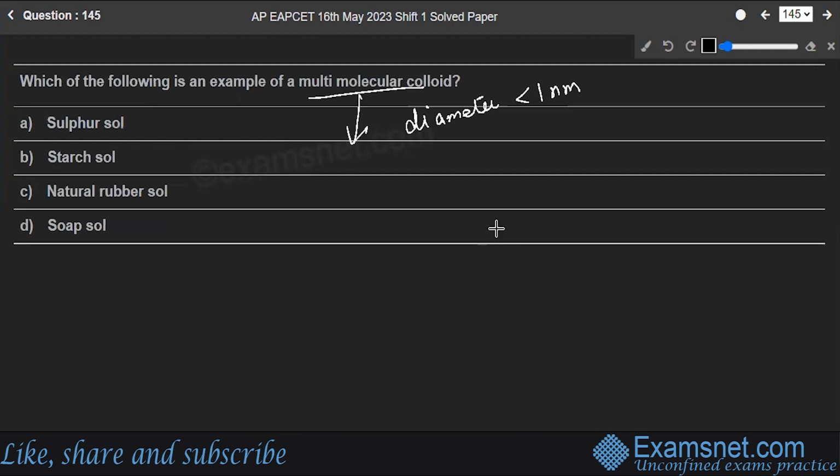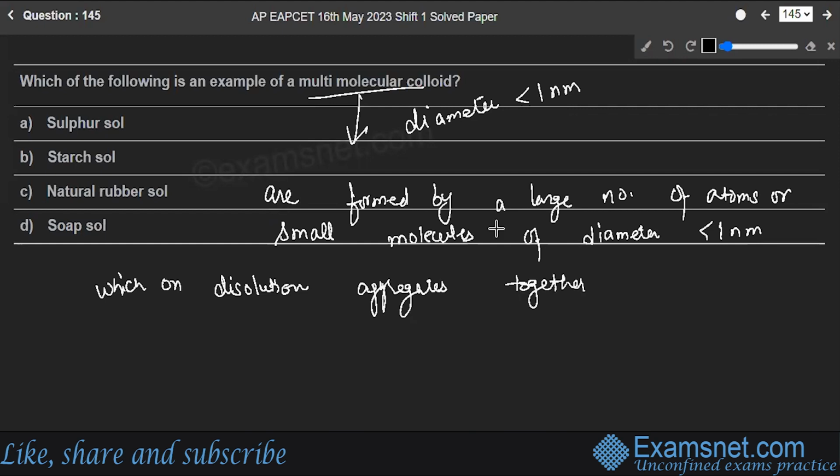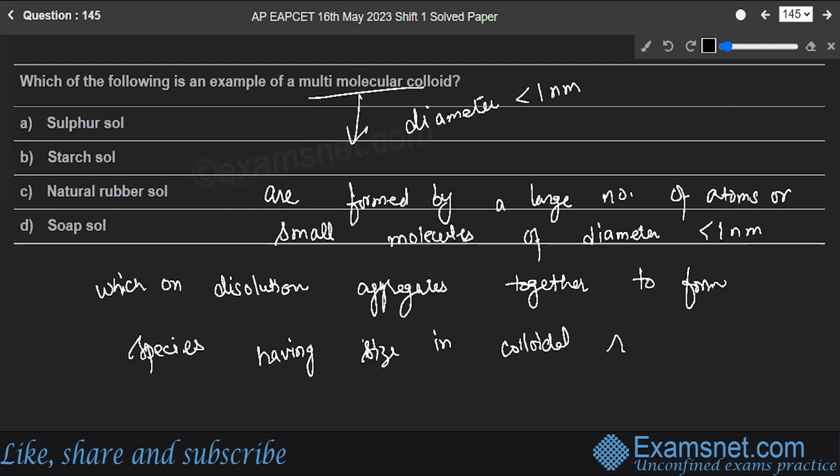Let's write it down. So, multimolecular colloids are formed by a large number of atoms or small molecules of diameter less than 1 nanometer of a substance, which on dissolution aggregates together to form species having size in colloidal range, for example, sulfur solution. Option A. This is the right answer. Hope you understood this. Next is question number 146.